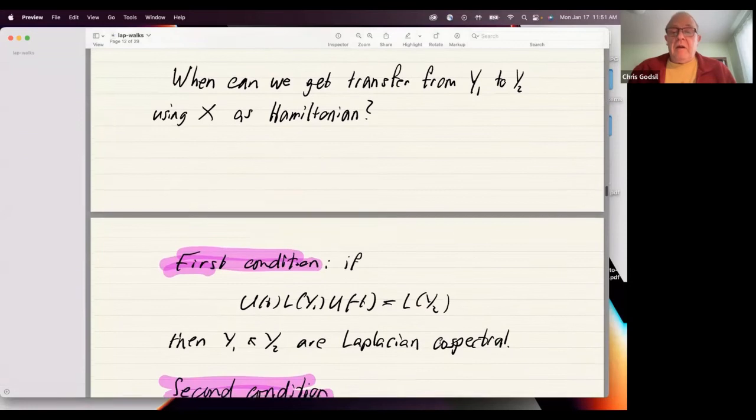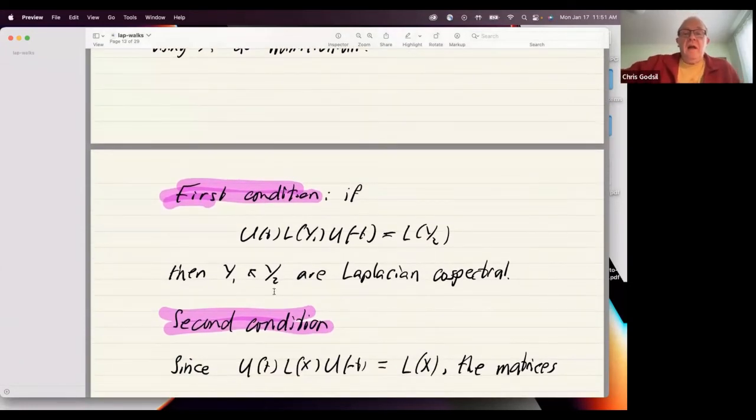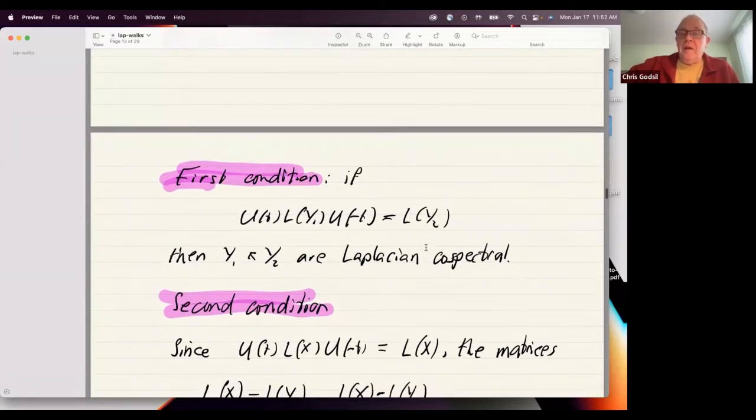Now, what can we deduce from this? If we do get transfer from the density corresponding to graph Y1 to the graph Y2, we have this equation. That tells us that Y1 and Y2 are Laplacian cospectral. I've got the similarity there. So this is a necessary condition. If you're going to get transfer from one Laplacian state to the other, they have to be cospectral.